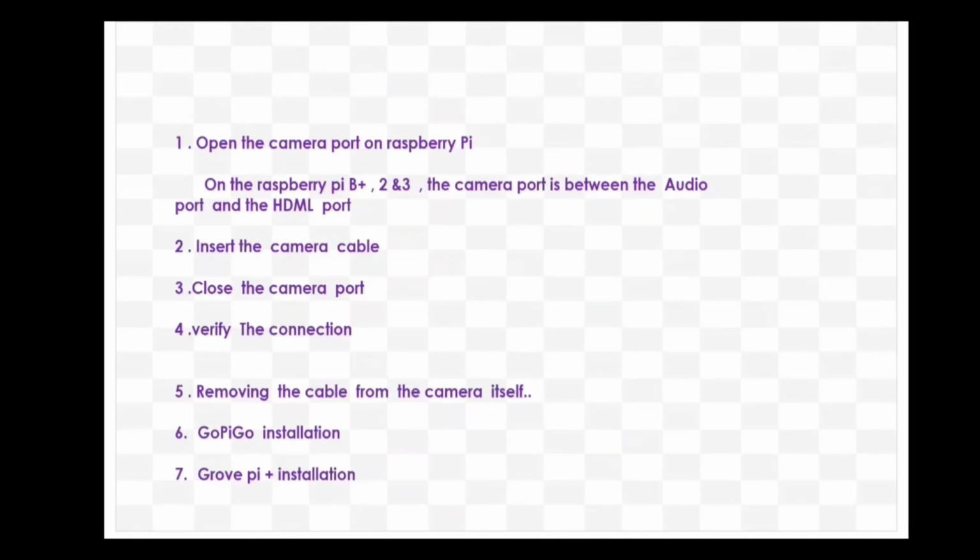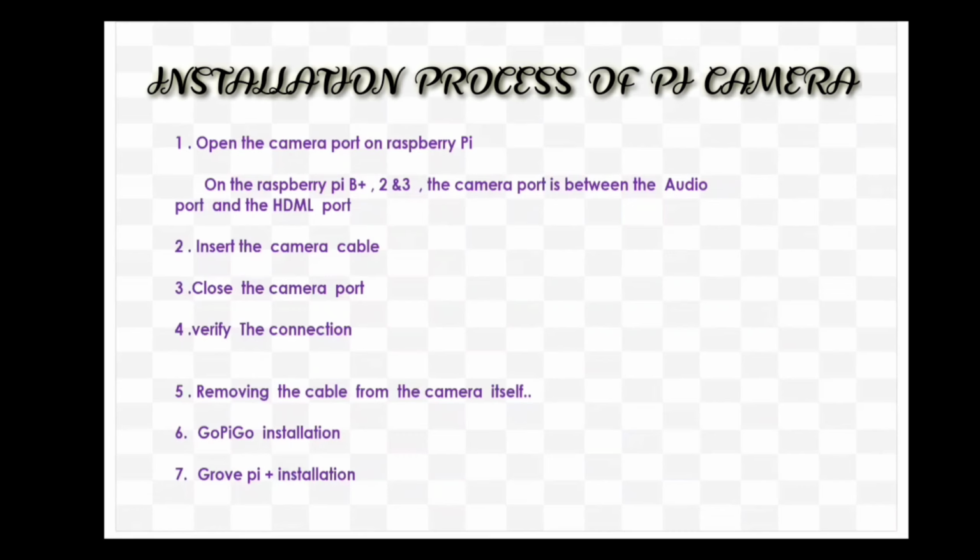And then this is a very important part of this session, the installation process of the Raspberry Pi camera. First you have to open the Raspberry Pi. On the Raspberry Pi B board, I'm just talking about the B board, the camera port is between the Arduino port and the HDMI port. Insert the camera cable first, then close the camera port, verify the connection, and remove the cable from the camera itself, and go to the PiGo installation, and then the GrovePi installation process.